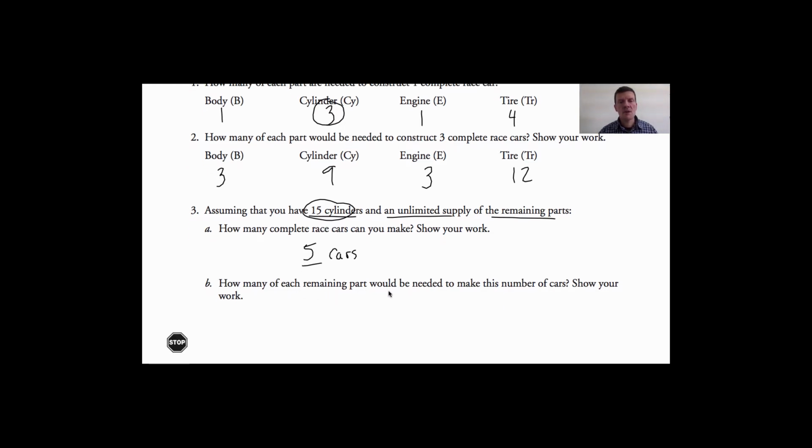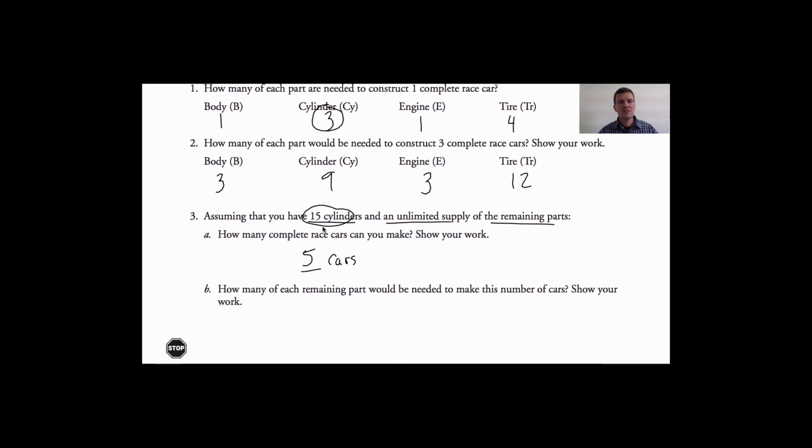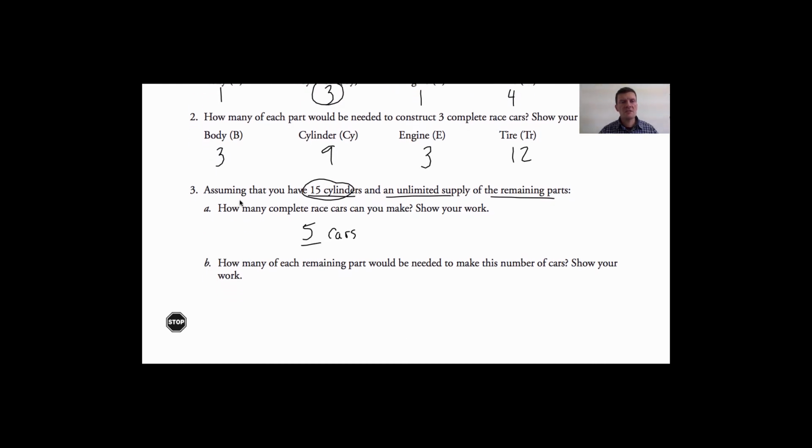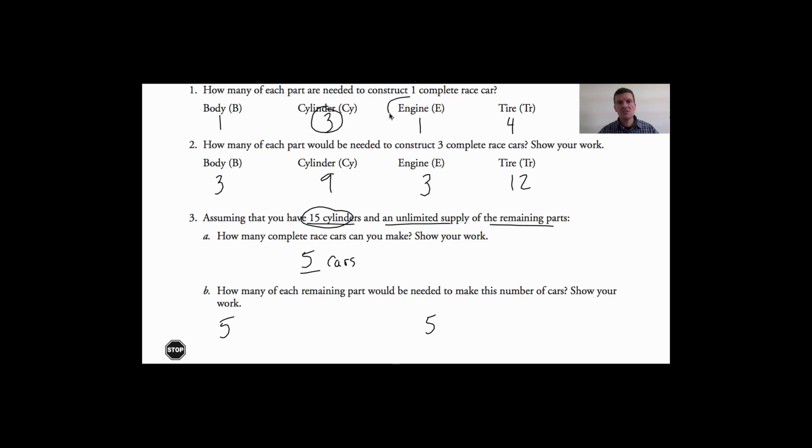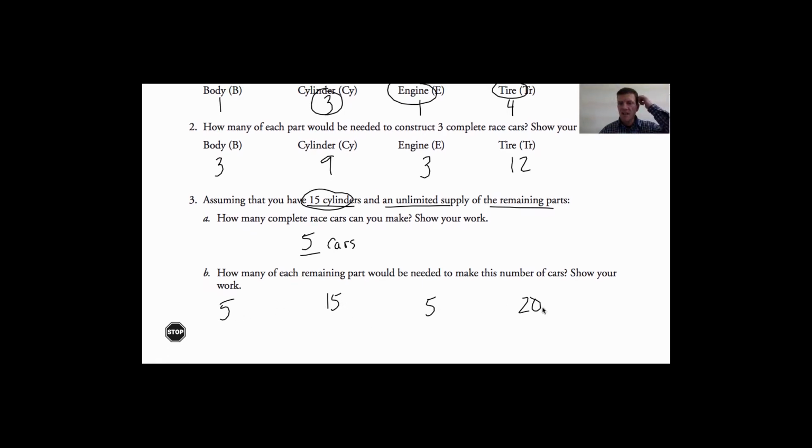How many of each remaining part would be needed to make this number of cars? Show your work. So if I have 15 cylinders and I need to make 5 cars, I need 5 bodies, I need 5 engines, and I need 20 tires. 5 bodies, 15 cylinders, 5 engines, and 20 tires would create my 5 cars.